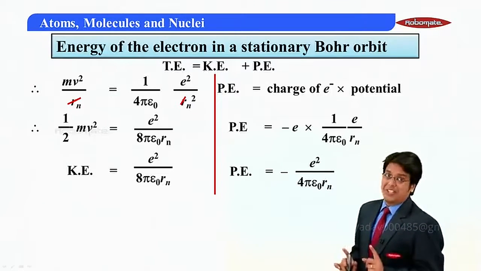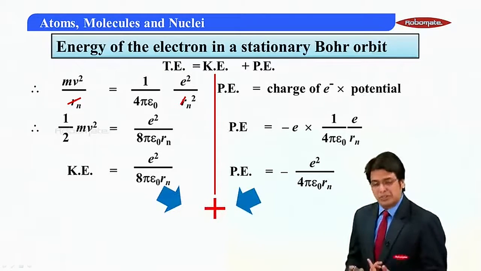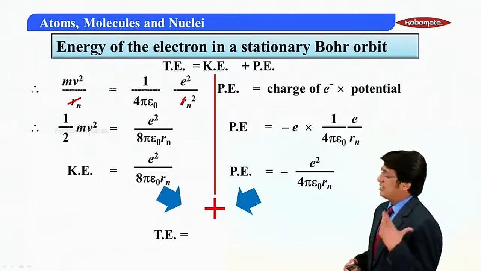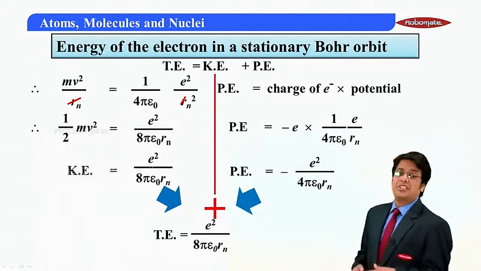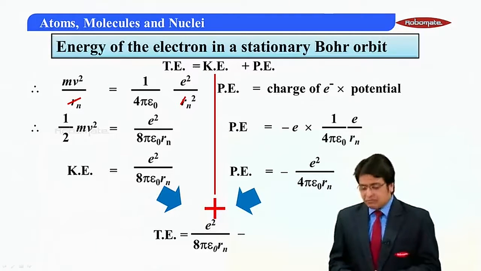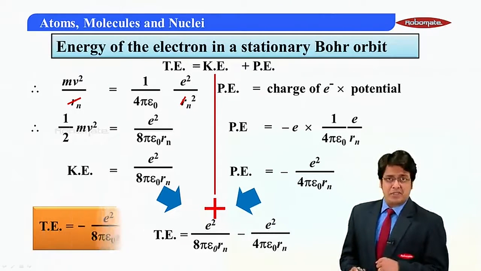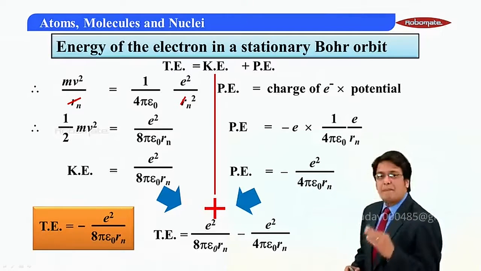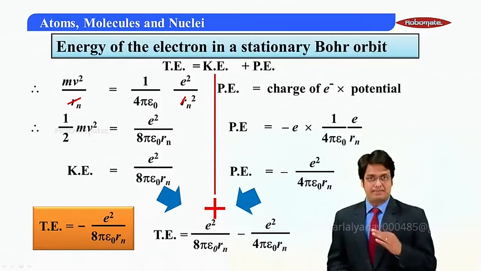Now I want total energy. So I will add both of them. Once I add both of them, I take something out common, and total energy is equal to so and so formula. Simple and easy. So this total energy is equal to minus e square upon 8 pi epsilon 0 r.